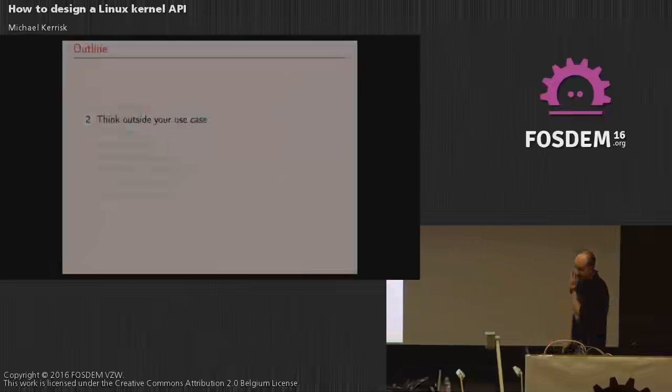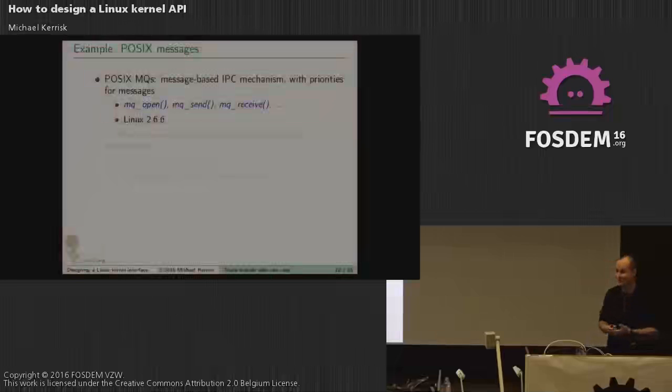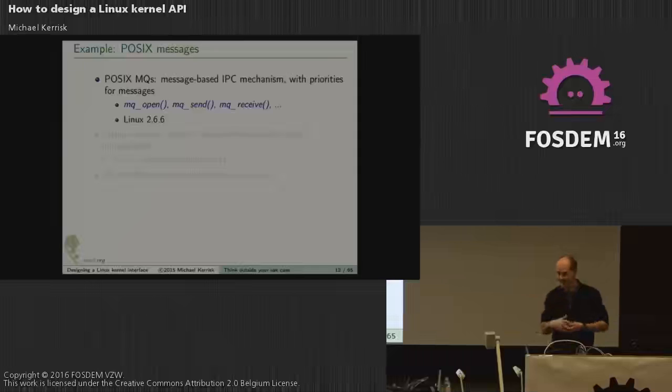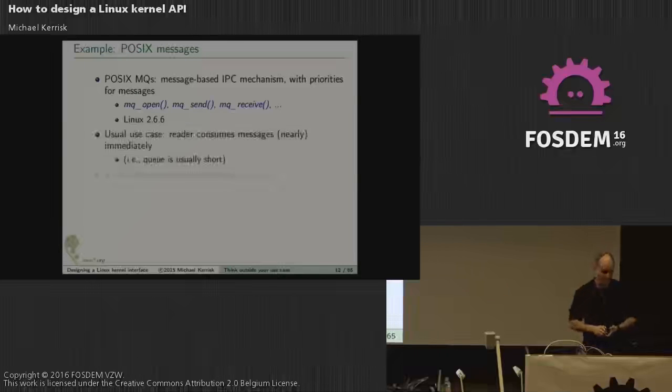One of the first things I want to say about designing APIs is when you're a designer, you really need to start thinking a lot more outside your use case. One of my favorite examples here is POSIX message queues. I don't know if you're familiar with POSIX message queues. Basically, it's a message passing IPC mechanism in the kernel. You can queue up messages, and the messages have priorities. Higher priority messages get delivered sooner than lower priority messages.